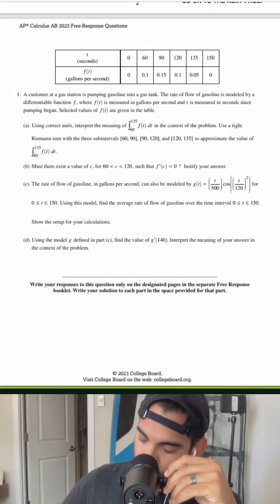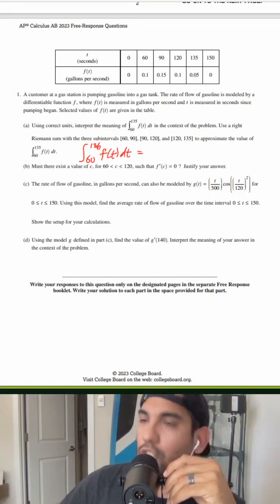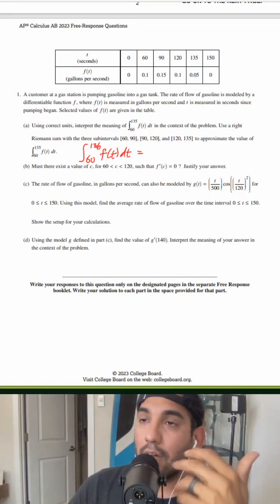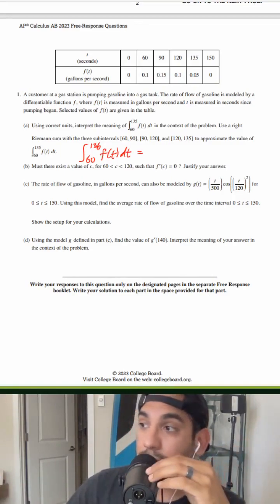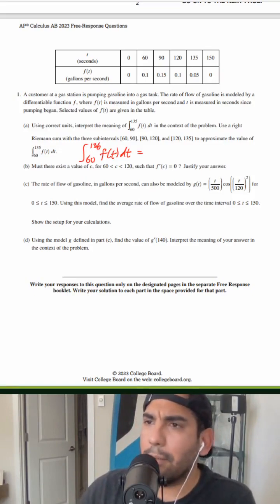The first thing that we're going to do is just define it. Well, this is just the integral from 0 to 135. I said 0, but it's 60 to that. So when we solve that, that's just going to be the area underneath the curve. So we're going to definitely estimate this. Yes, thank you. It was 60. I said 0. My bad.